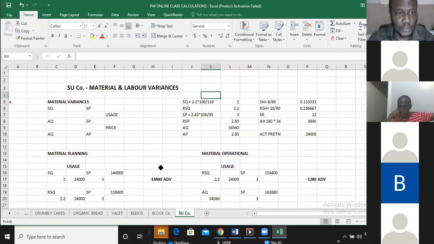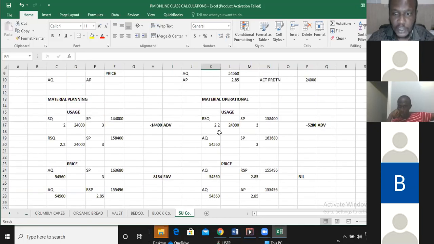So if we looked at our total, okay, how do we do this? Our total usage now is very adverse because both the planning and operational are adverse. Even without going too far, why is the price planning favorable? You can see from the question why it is cheaper. Because they changed material, so we don't give him any blame. He did not do anything in terms of negotiation. That's why the price operational variance was nil.